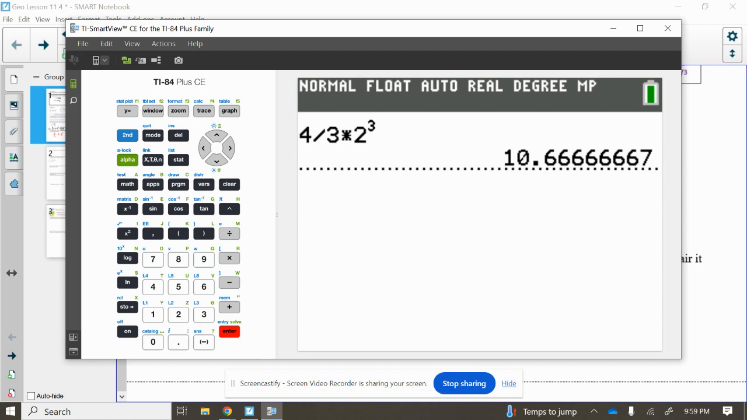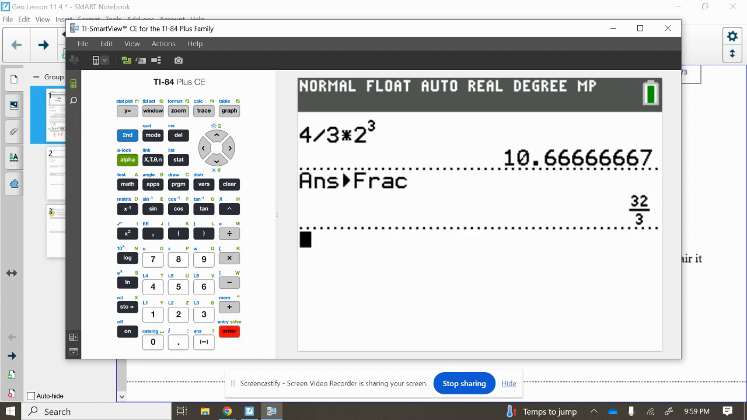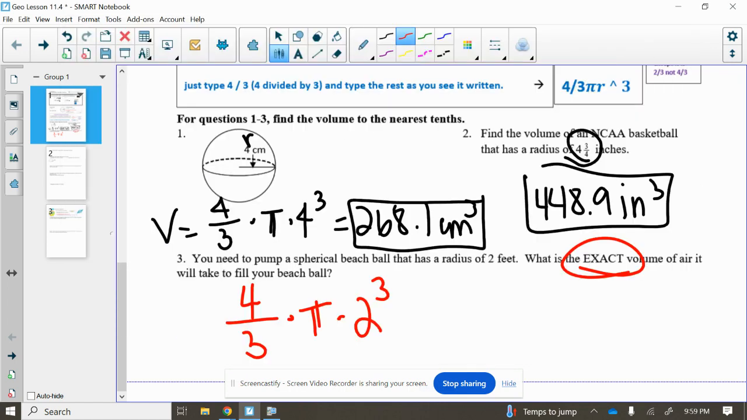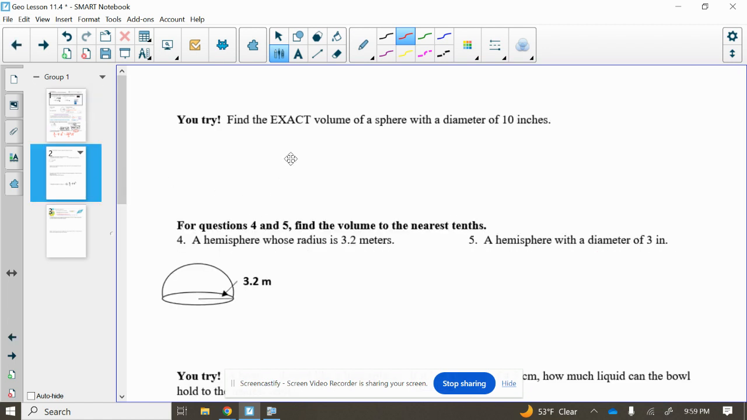And we want to turn this into a fraction. So on the graphing calculator, math, enter, turns this into 32/3. Reminder, your pi goes with that, either in the numerator or next to it. And again, feet cubed. Those of you with a non-graphing calculator, you will hit the second button, ABC, to turn it into a fraction. All right, on the back, there is one for you to try. This time you are given the diameter and you want the exact value.